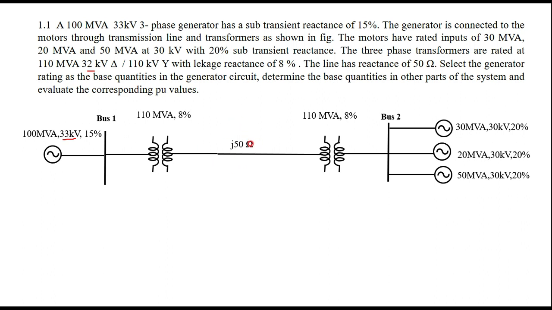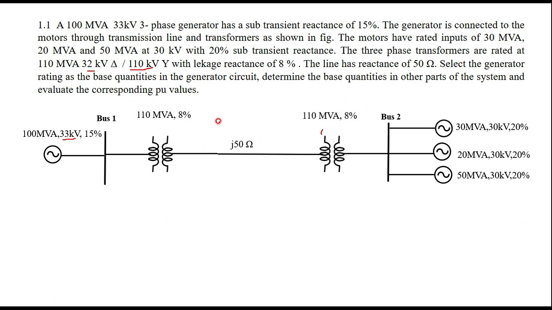Ultimately, this is a transmission line. It is operating at high voltage. Therefore, at that side you have to take it as 110. Therefore, what you have to do? Here you have to choose 32 kilovolts. Here you have to choose 110 kilovolts. When it comes to this particular transformer, it is already connected to 110 kilovolts. Therefore, this winding should also be 110.